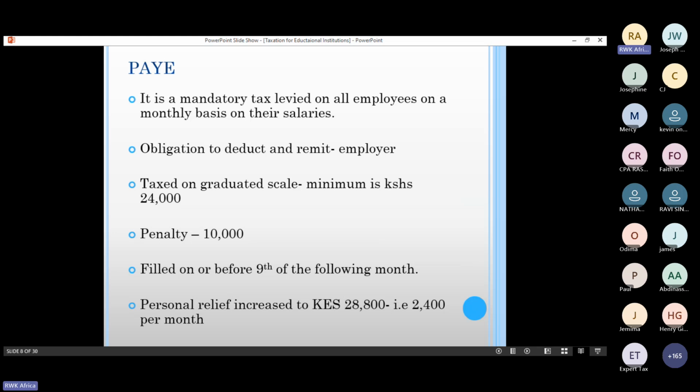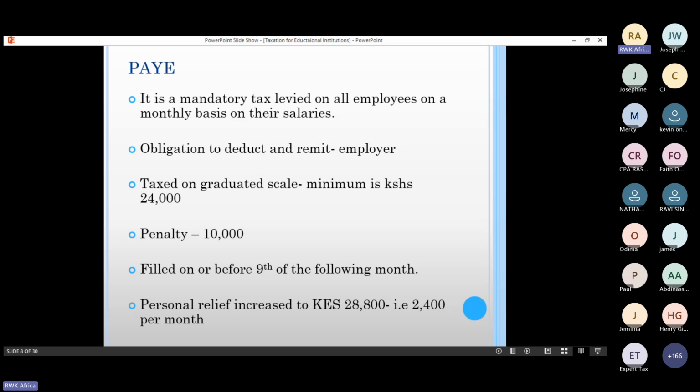The other tax aspect is on the pay-as-you-earn. So you have the pay-as-you-earn. I believe that this one is familiar to all of us, because even if we don't have institutions, we are employees of different institutions, and these taxes have been deducted from our salaries and remitted to KRA by the employer. So this one, I believe, is not new to us.